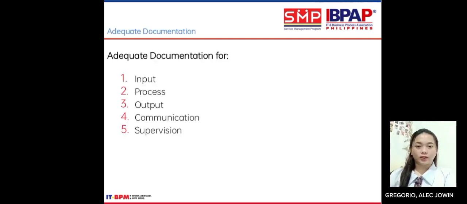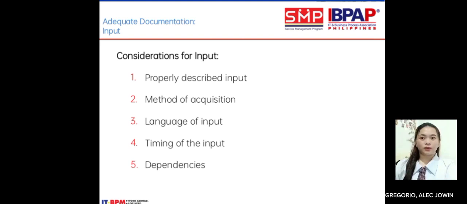Adequate documentation. These are the types of adequate documentation: number 1, input; 2, process; 3, output; 4, communication; and the last one is supervision. Adequate documentation input: consideration of four inputs. 1, properly describe the input, method of acquisition, language of input, timing of the input, and dependencies.